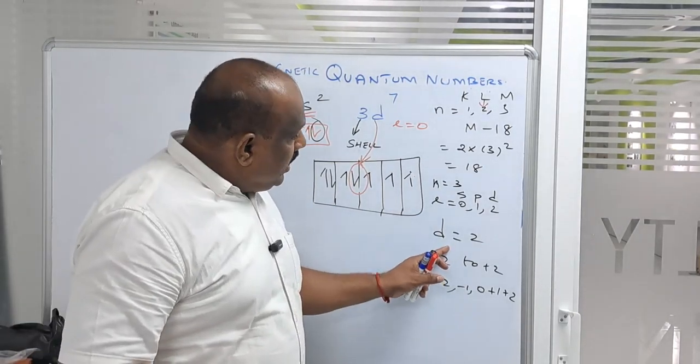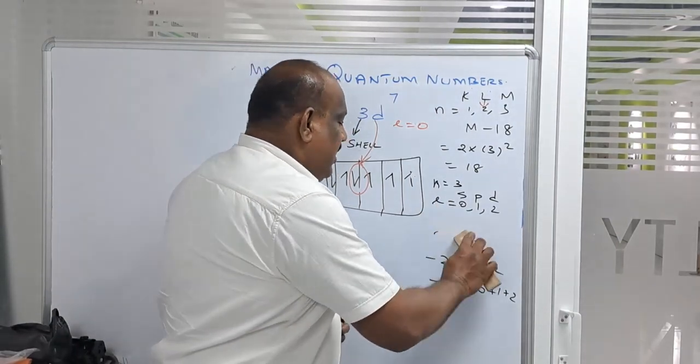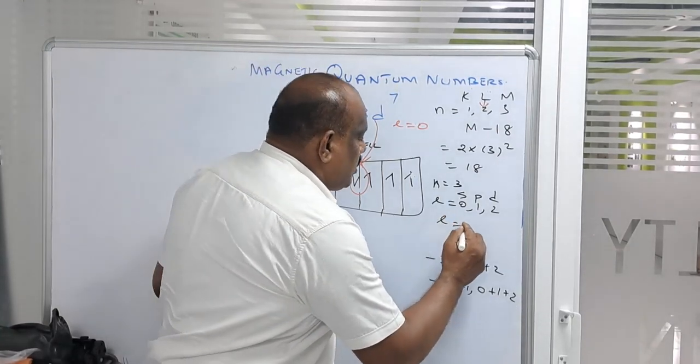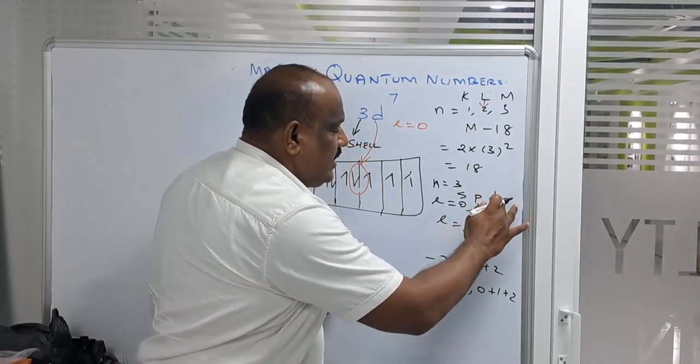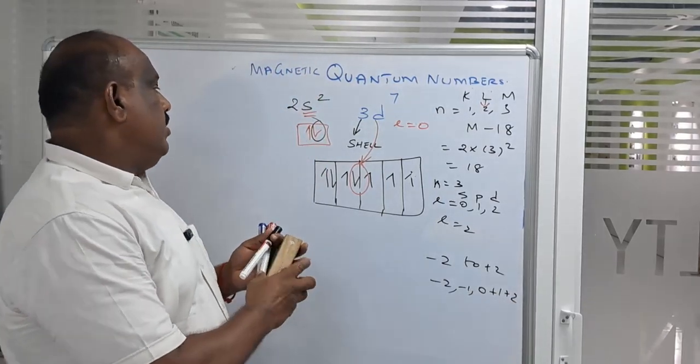Here l equal to 2 corresponds to d. Yeah, very good, you are right. l equal to 2 corresponds to the d subshell, which corresponds to 5 orbitals. Very good.